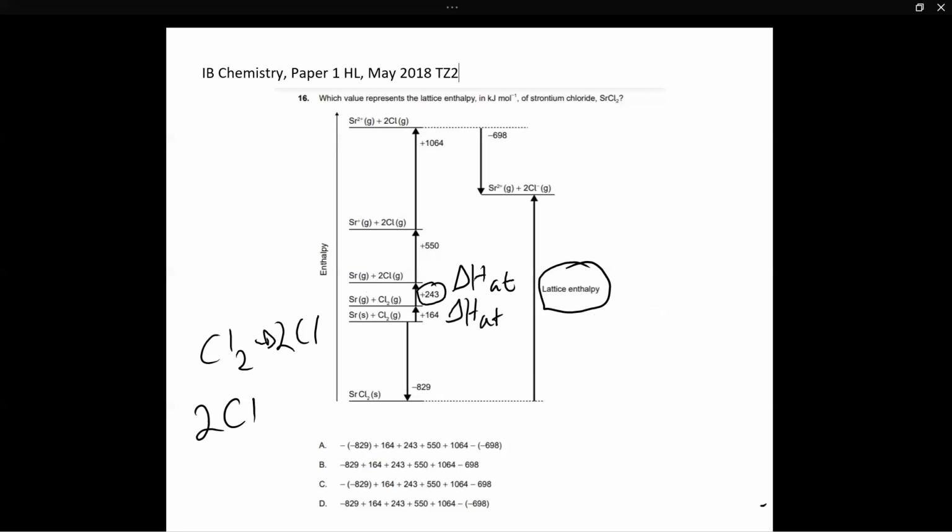Anyways, let's continue. Now, what is this? Positive 550. What enthalpy is this? And let's see what has changed between these two. Well, we can see that Sr has a small plus sign. That means that Sr has given off 1 electron and has formed a positive ion, right? Because that's the only way that it can get a plus sign.